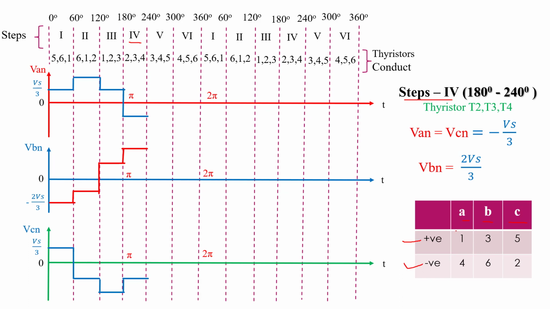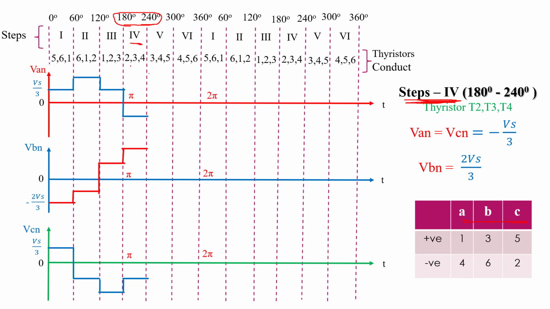So here we make a table. Here we mention the phases A, B, C, and here we mention the positive and negative group thyristors. We know that thyristors 1, 3 and 5 are the positive group thyristors, and 4, 6 and 2 are the negative group thyristors. In this way we make a table. Now we find the phase voltage value for step 4. We know that step 4 is from 180 degrees to 240 degrees.